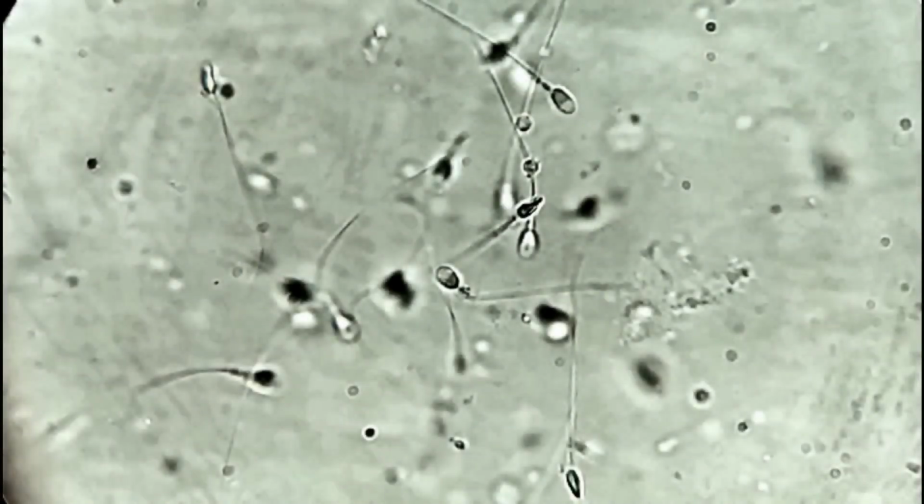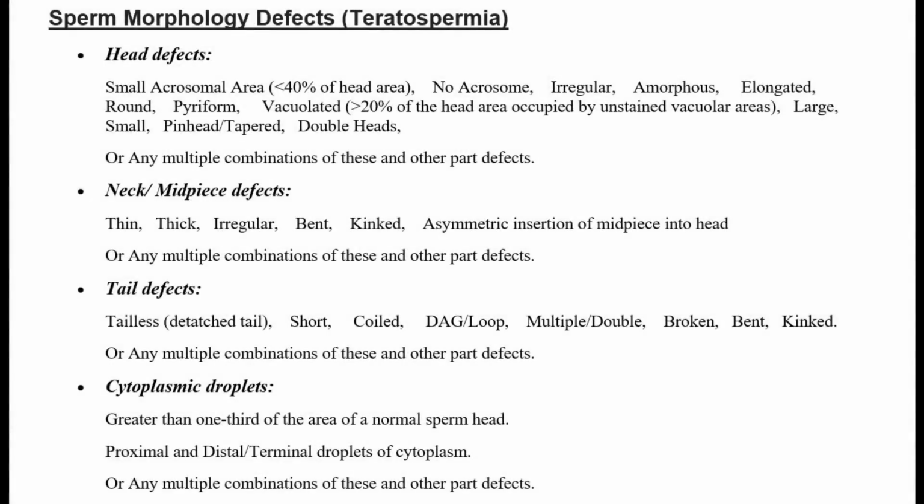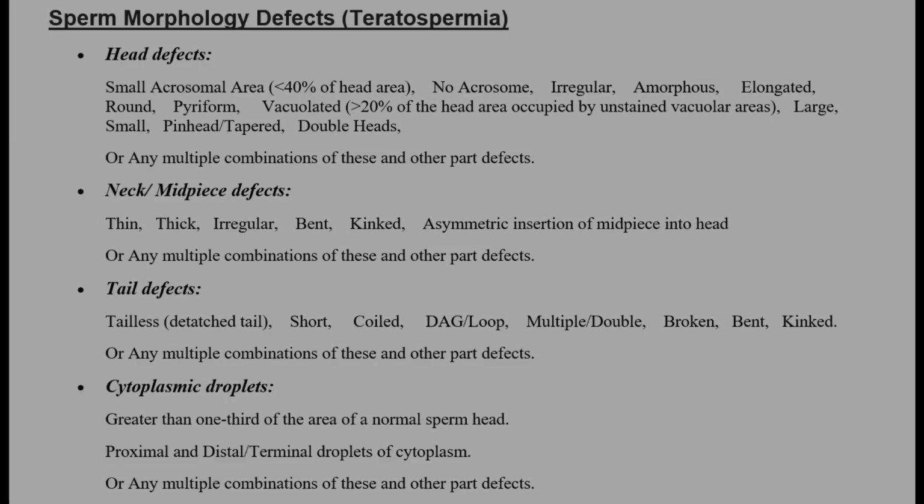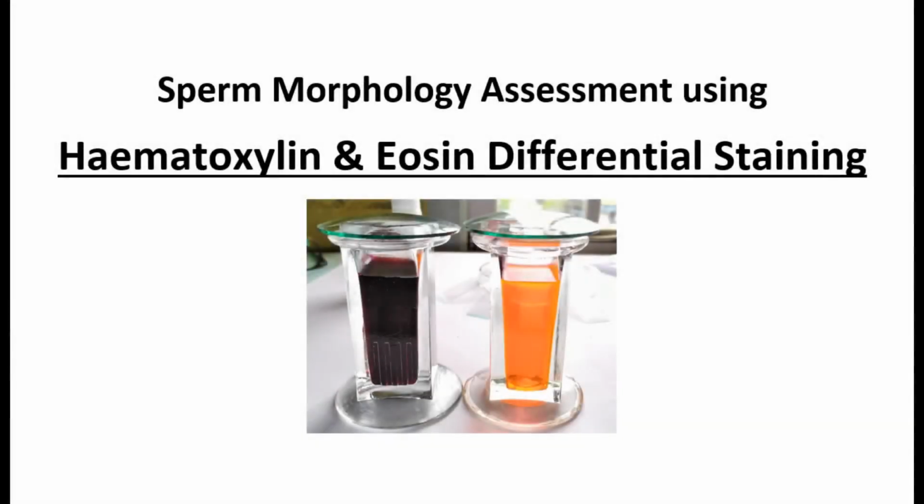Sperm morphology assessment looks at the proportion of sperm cells with abnormal shape or morphology against normal cells. Defects in the morphology of a sperm cell, also known as teratospermia, can be classified as head defects, neck and midpiece defects, tail defects, and cytoplasmic droplets. The assessment of sperm morphology is done by microscopic observation of a stained smear of the semen sample. Different staining techniques can be employed.